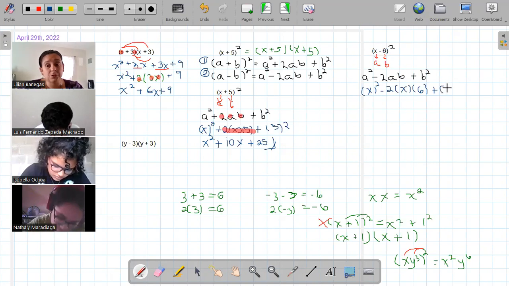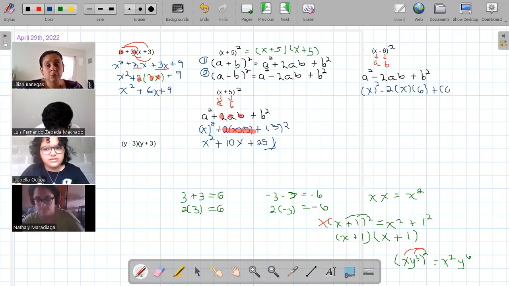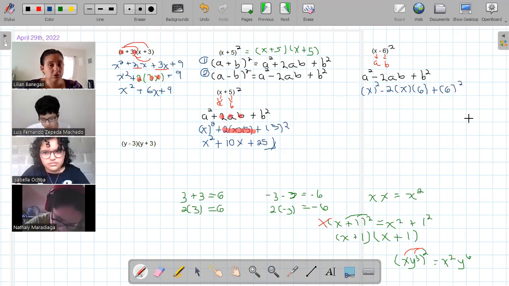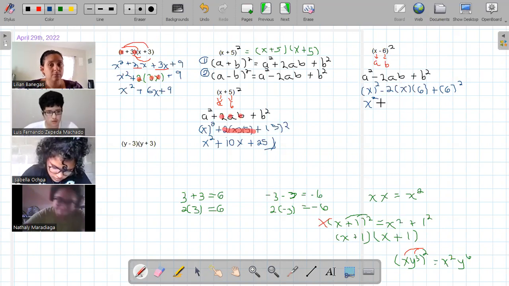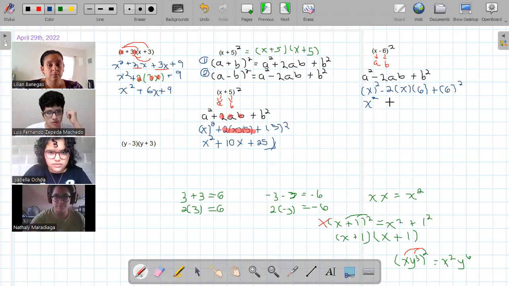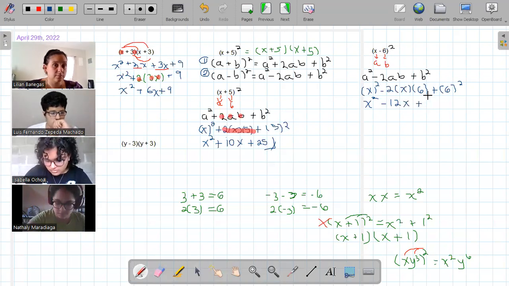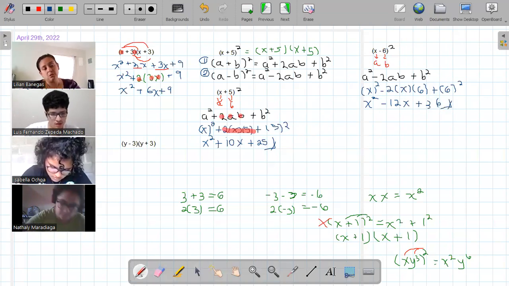So it's going to be what to the square? 6 to the square. And we solve it. X to the square is X squared. Negative 2 times 6 is negative 12. Then I copy the X. Plus, how much is 6 to the square? 36.